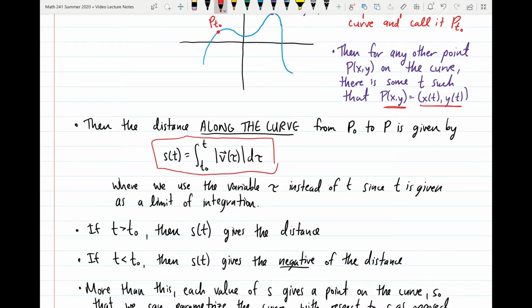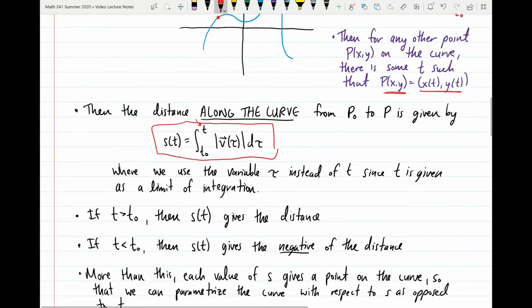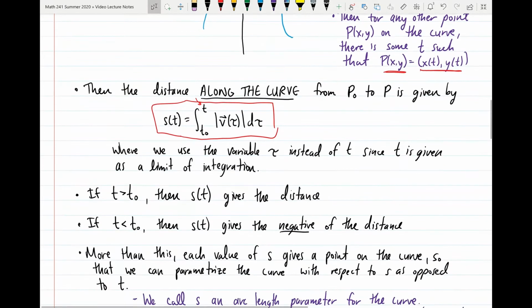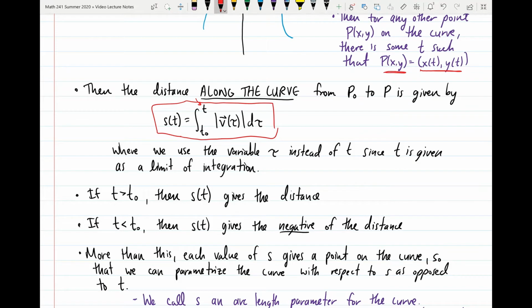So notice how the limits of integration go from t naught to t. We start at the t associated with our base point, and then for all other points, we can find the t associated with the point, and then calculate the length from our base point to that other point by using the definition that we've given for length above. And we've switched out the variable t with tau in our integrand. That's nothing really special going on there.